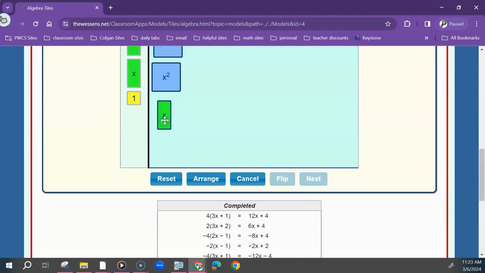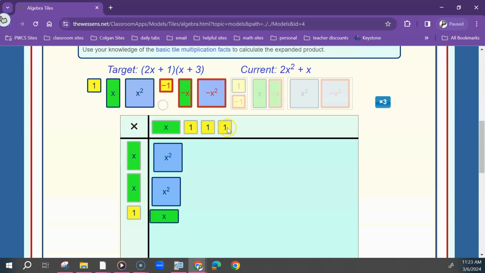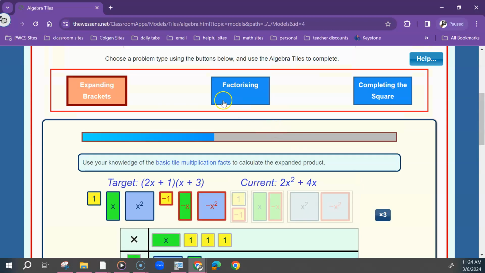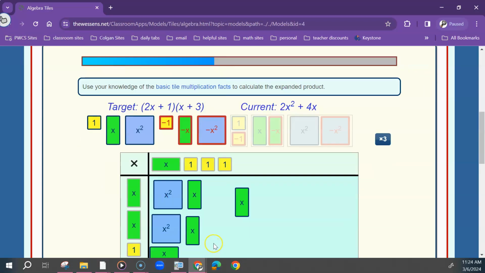And then we know this would also be x. If I could do this over there, I would, but it doesn't like this app. This is in Canvas. It's called Electronic Algebra Tiles. If you would like to go into this and go into expanding brackets.